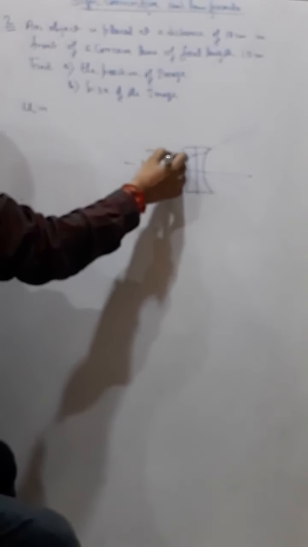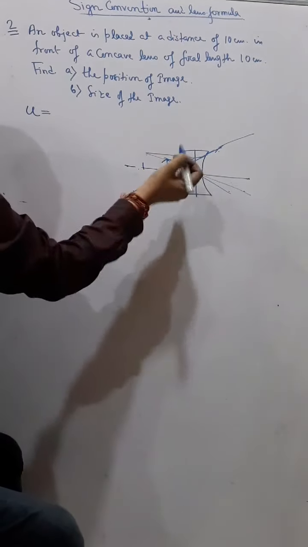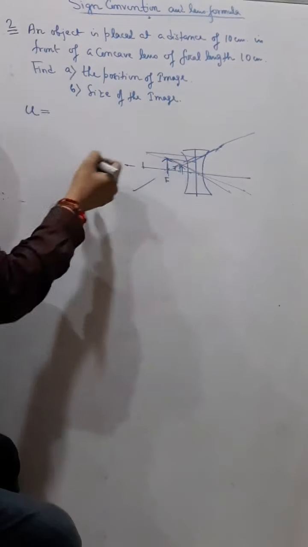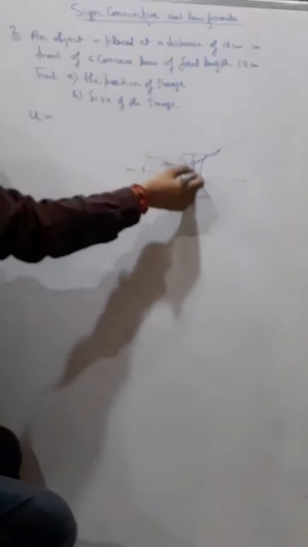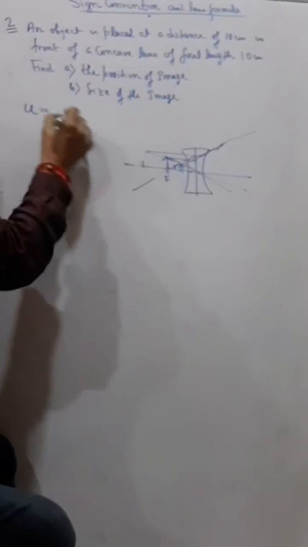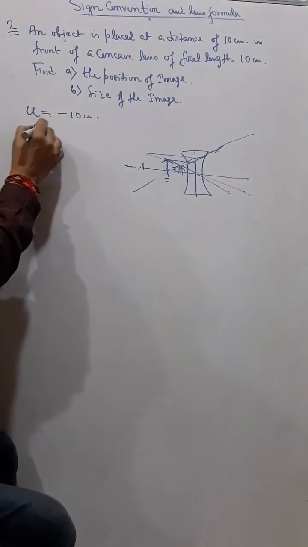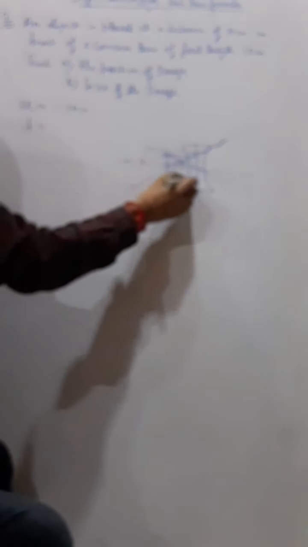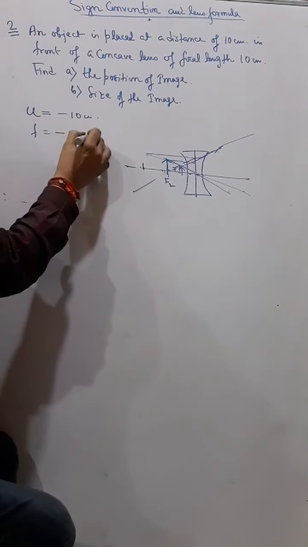So the object is here, at the focus, same. So no problem. So you have U. U is this side in a concave lens. Object is this side, left side. So that is negative. So that will be minus 10 centimeter. Focal length is also, focus is also this side, because F2 is this side, you know, in a concave lens. So F is also negative.